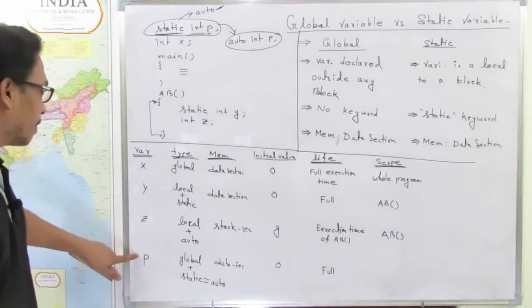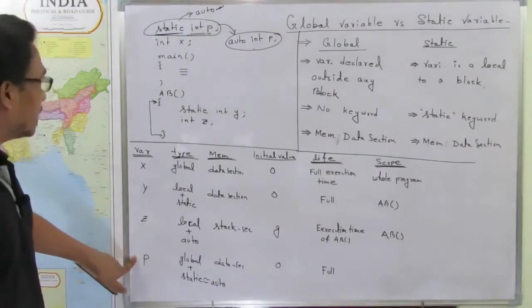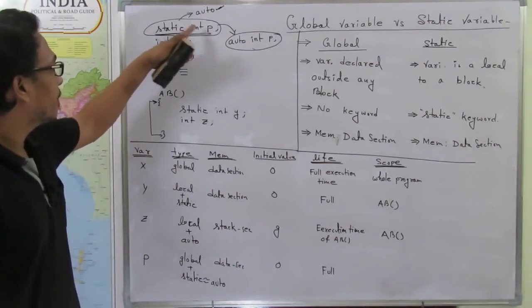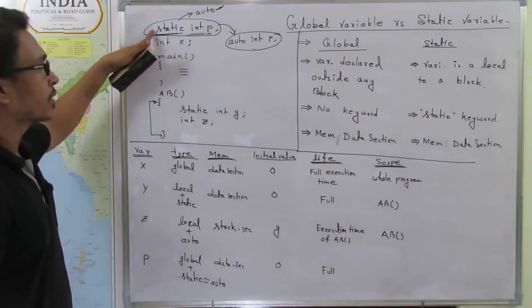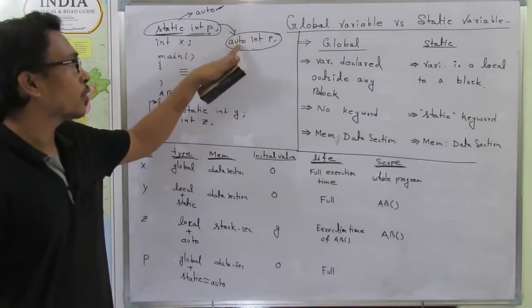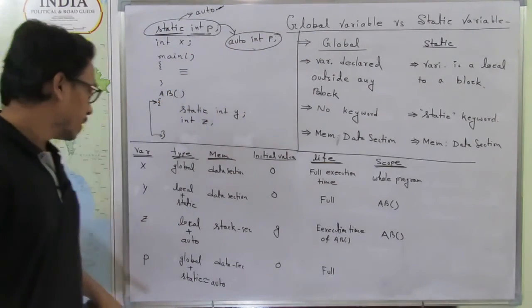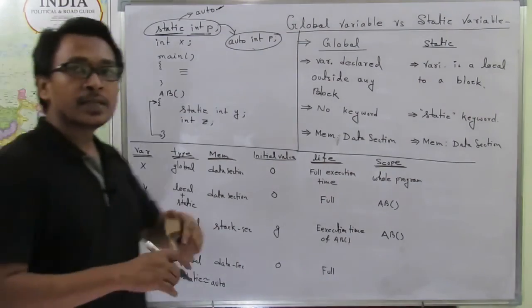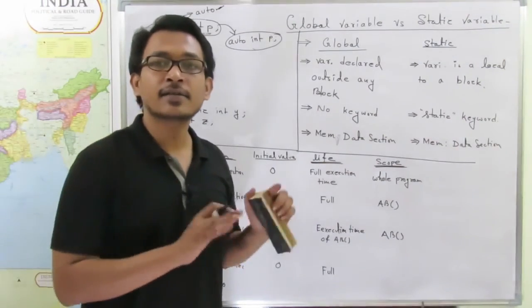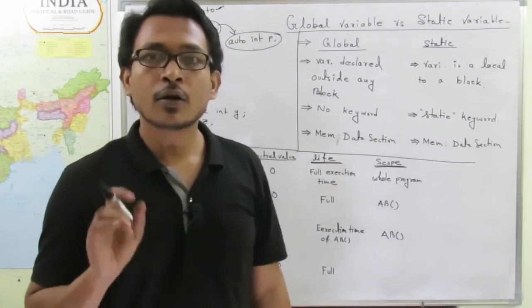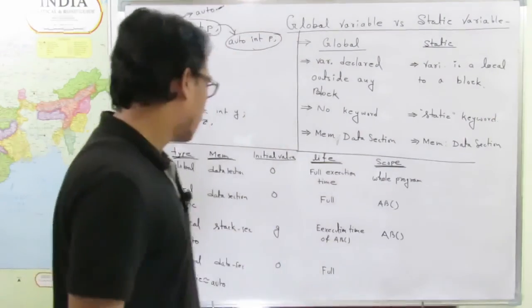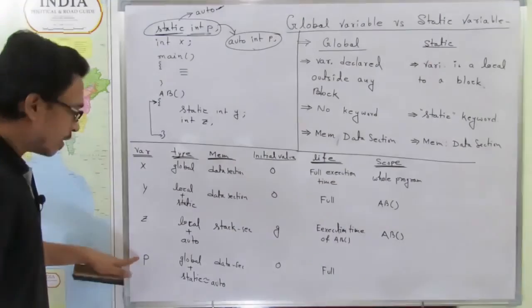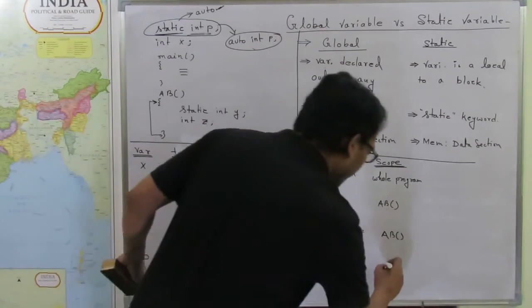Now coming to the variable p. Look, p is declared as a global variable with static storage class. That means internally it works as auto int p. It behaves exactly the same as the global variables. Clear? So what will be the scope of the variable p? Again, the whole program.